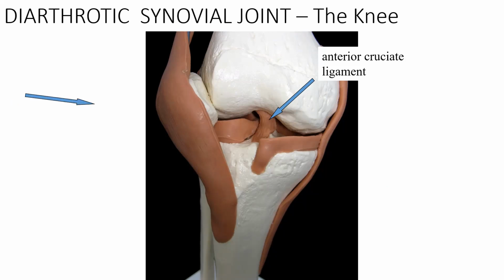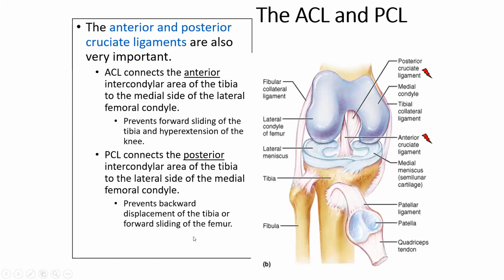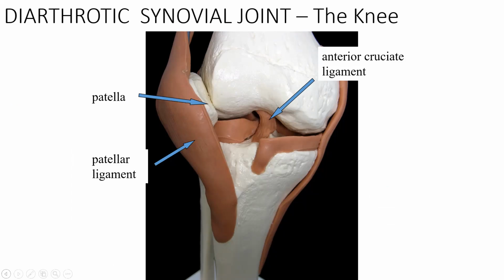There's the ACL. There's the patella, the patellar ligament, right there. What are not labeled are the medial and the lateral meniscus. I know it's the lateral meniscus because it's on the side of the fibula. The fibula is always on the lateral side. The tibia is always on the medial side.